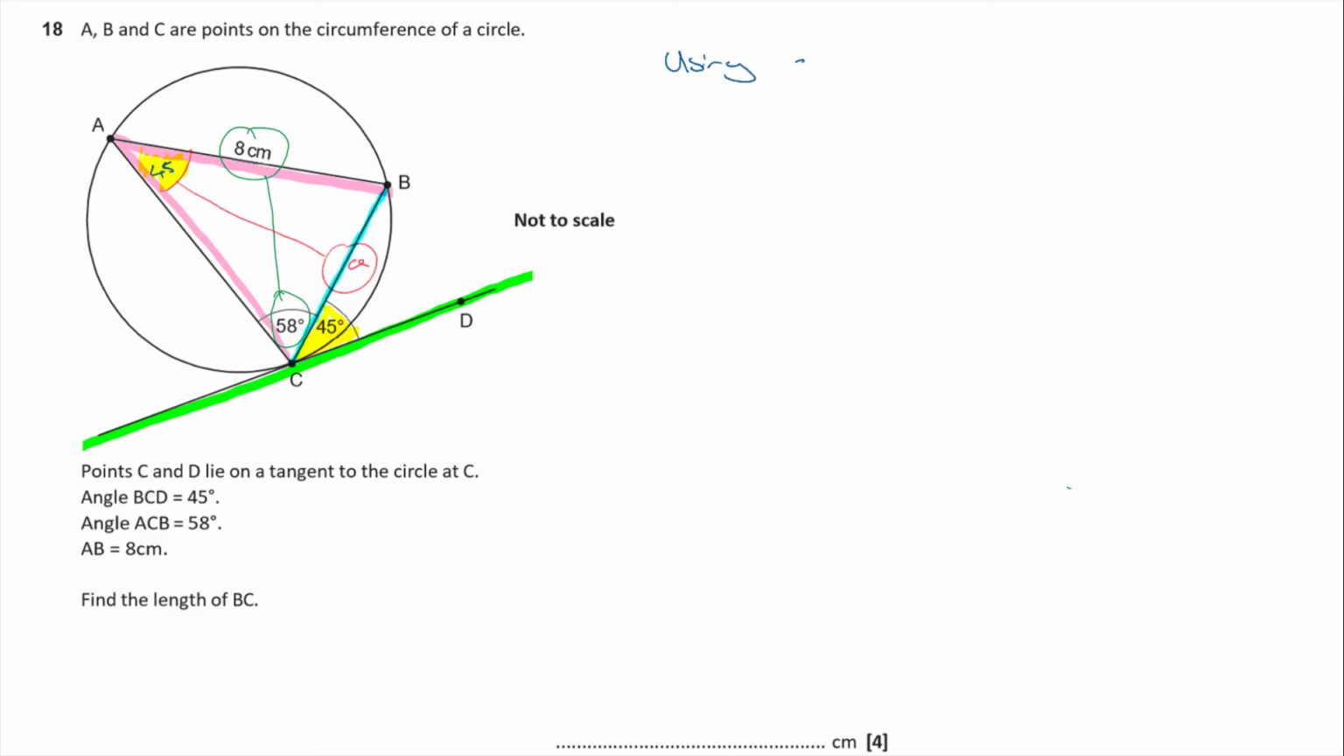So using alternate segment theorem, then I know that CAB, angle CAB, is equal to angle BCD. And that's equal to 45 degrees. So now I know that that's 45 degrees. Now I can use the sine rule, can't I? Because I've got opposite pairs now.